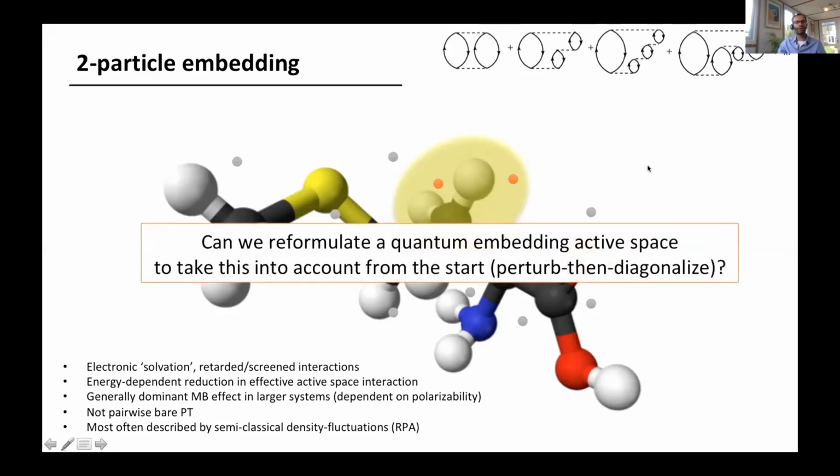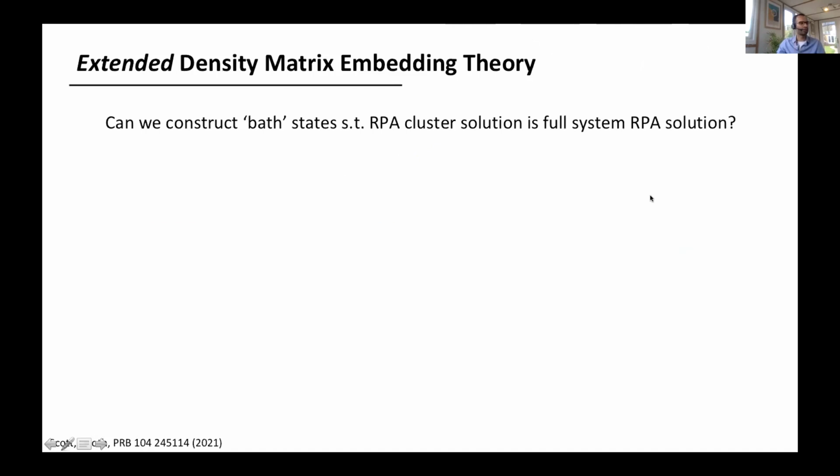So can we reformulate quantum embedding to take this into account from the start in a perturb-then-diagonalize type approach? I see I'm running out of time, so I'm going to skip this. The idea is we want to take a Schmidt decomposition type approach. We want to describe some global state, which should be the RPA state, which has this kind of physics, then truncate it in the same sort of way in order to calculate a bath degree of freedom that we can include in our active space and then perform the strongly correlated physics.